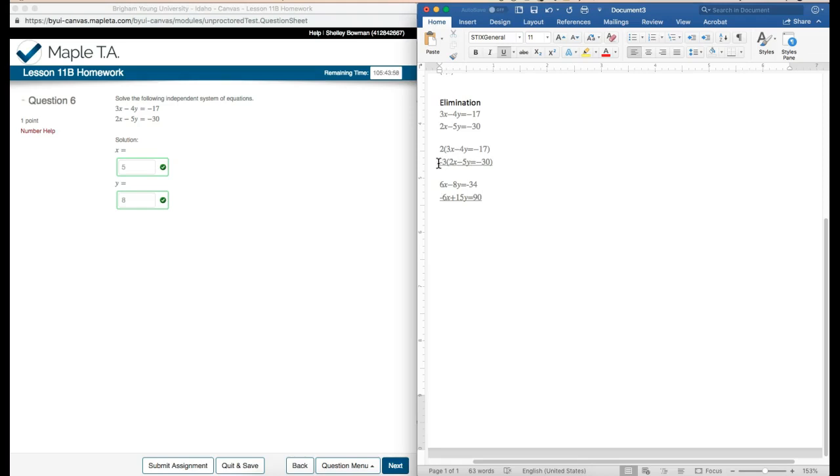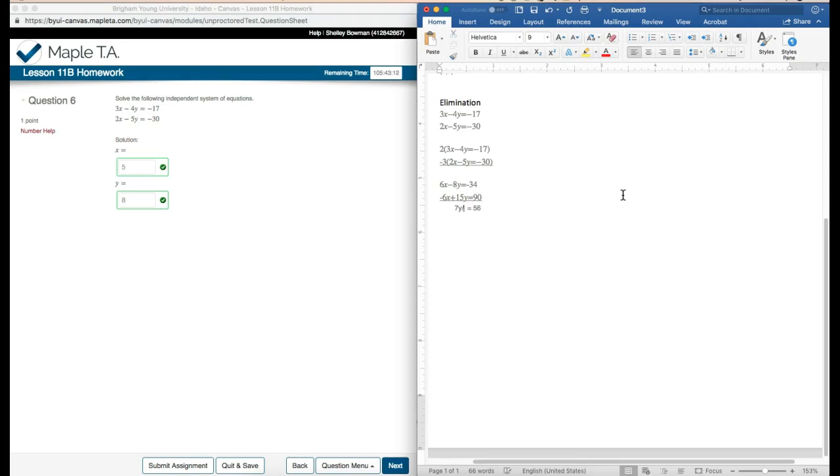Okay, just double check my work here. 2 times 3 is 6, 8, 34, 6, 15, 90. Okay, so the positive 6 plus negative 6 is gone. Negative 8 plus positive 15 gives me positive 7. And I don't want that underlined because we're at the answer now. Did I say negative? I meant positive 7y. And then I have negative 34 and positive 90, so that gives me a positive 56, is that right? Yep, so positive 56. And then I need to continue solving for y.